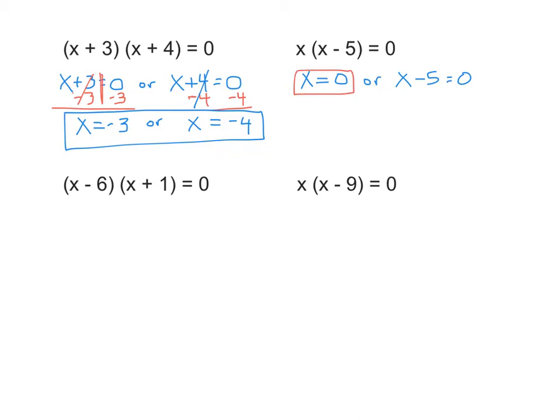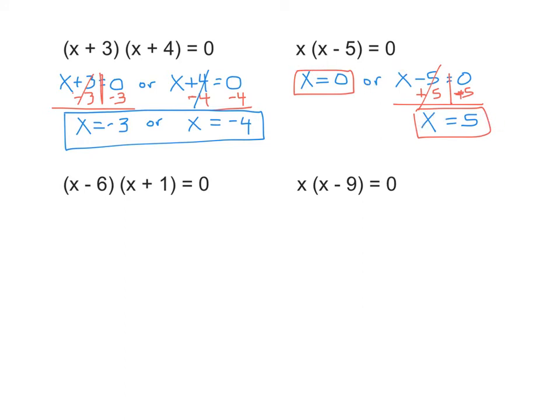But the other side, x minus 5 equals 0, we need to add 5 to get x alone, and we need to add 5 to both sides of the equal sign. Add 5, whoops, to both sides. These will cancel, negative 5 and positive 5, so we get x equals 0 plus 5, which is 5. And now we have, again, two solutions, x equals 0 or x equals 5 to make this equation true.